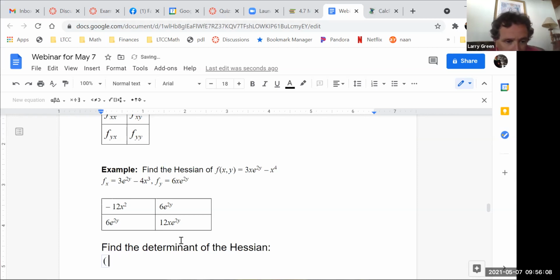Negative 12 x squared times 12x e to the 2y. And then minus, and then we're going to have a 6e to the 2y squared. And notice there'll always be a squared term there because these off diagonals will always be the same. So when you multiply, you just get the square. And I'm not going to bother you with doing the algebra, but you can do the algebra. Any questions on this Hessian?